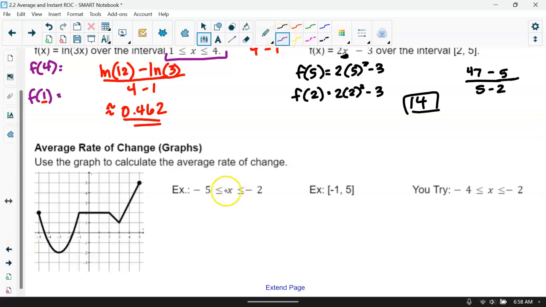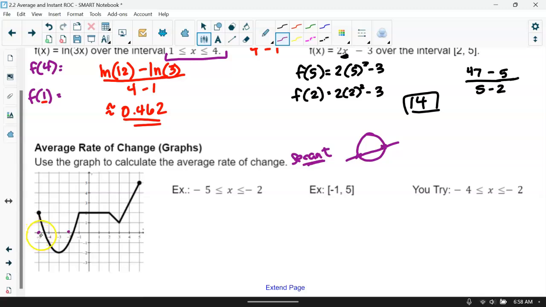So from -5 to -2. So when we're looking at average rate of change of a graph, to find the average rate of change is like we're finding the slope, but of a secant line. So if you recall, a secant line, like on a circle, cuts through the circle at 2 points. So we're doing that here with the graph.